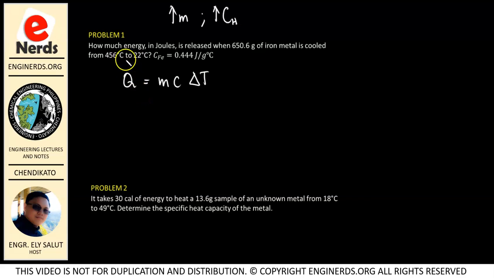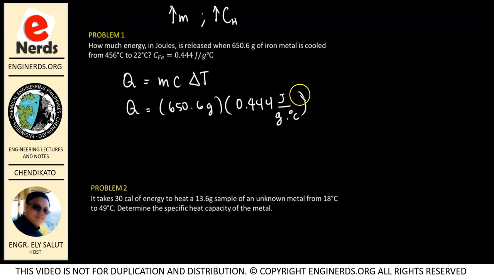Okay? So, ang hinahanap natin dito is yung amount of energy in joules. So, therefore, we are looking for our Q. And given ang amount or mass ng ating iron, we have here 650.6 grams. Then, given ang specific heat ng ating iron, which is 0.444 joules per gram per degree Celsius, and the change in temperature, which is from 456 minus 22 degree Celsius. Okay?